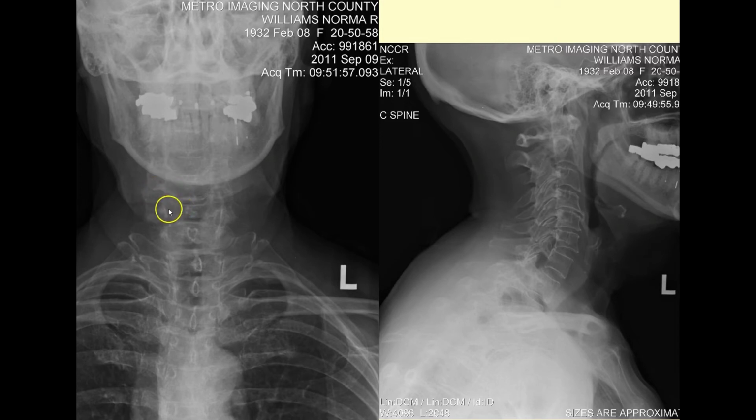On the AP lower cervical view, the uncovertebral joints, or the uncinate joints, are sometimes called the joints of Luschka, consisting of an upturned lip and then a downturned lip, and there's a pair of these.